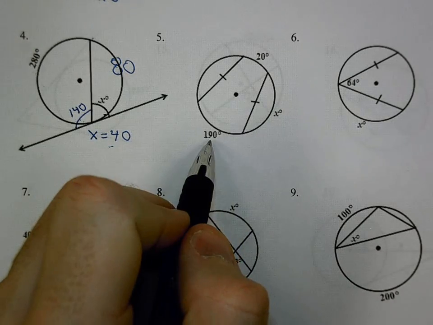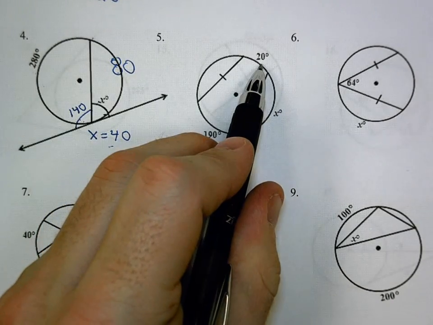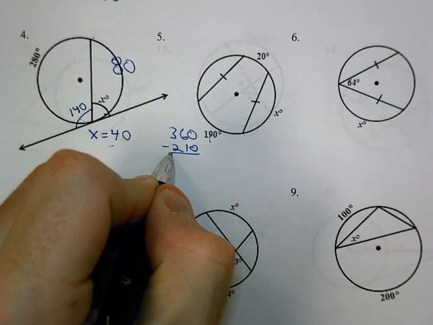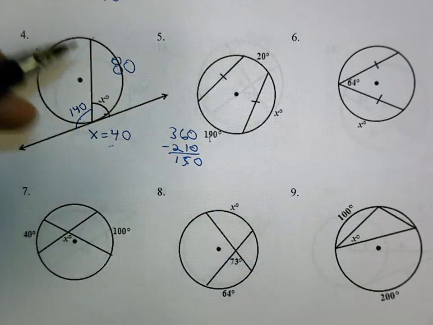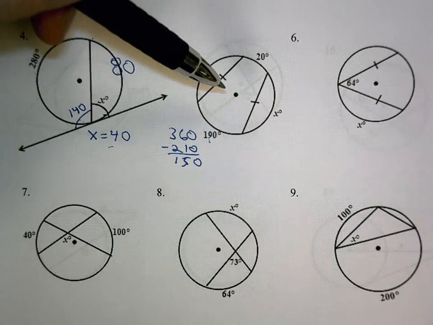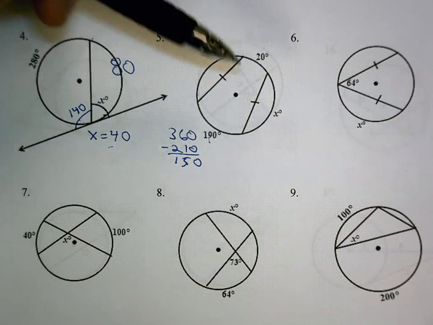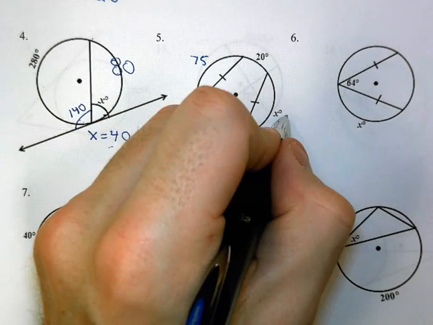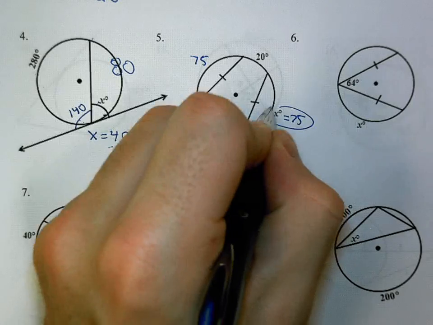For number 5, I have 190 plus 20 is 210. 360 minus 210 is 150. That's the amount for this arc and this arc together, but since they have the same chord, we know that they're equal. I divide 150 by 2 and I get 75 for each of those.